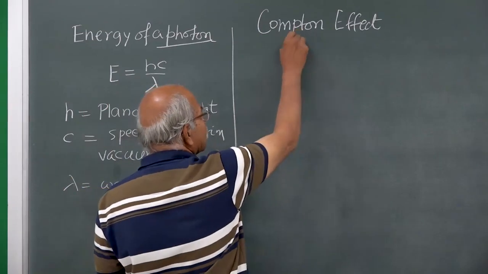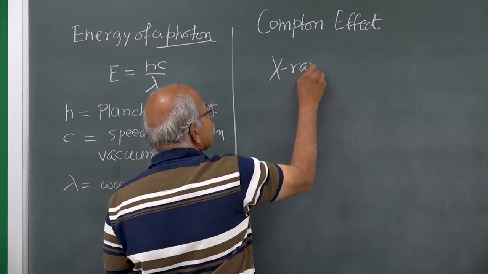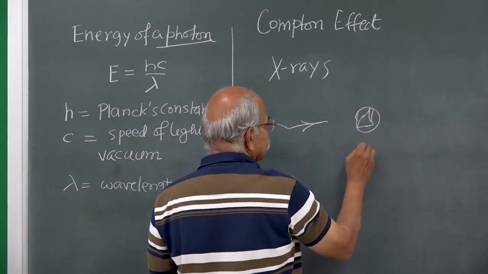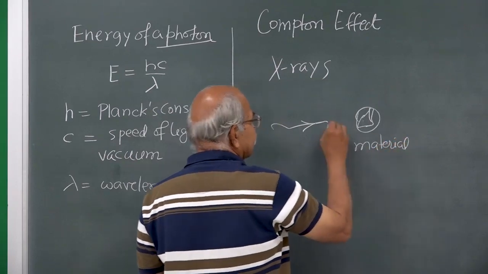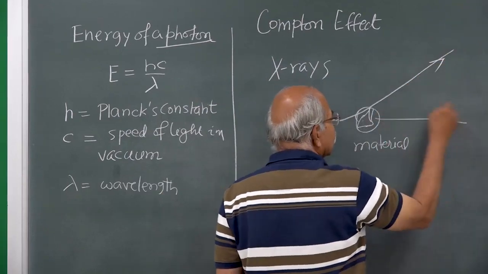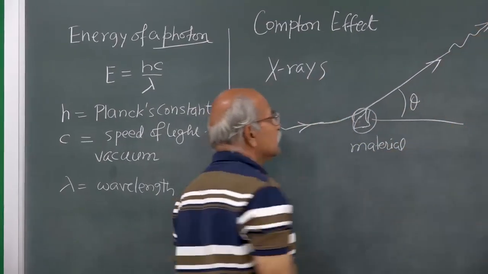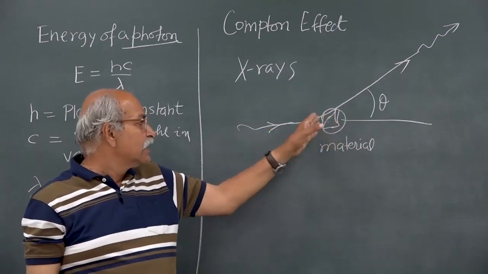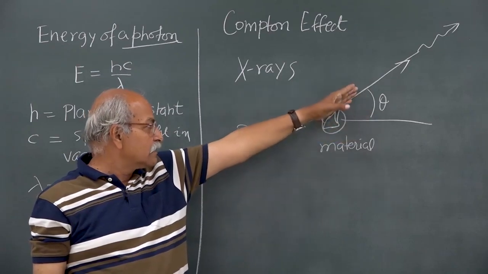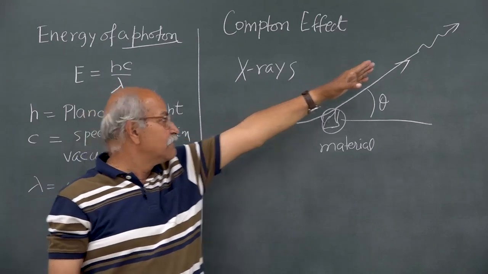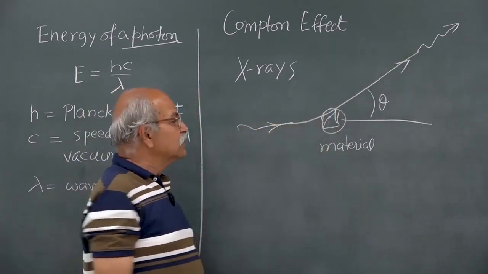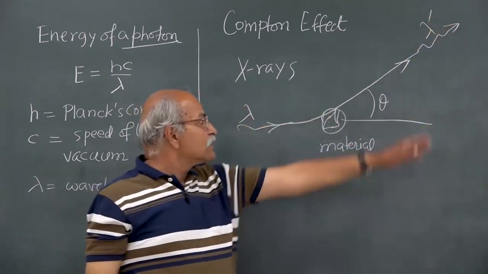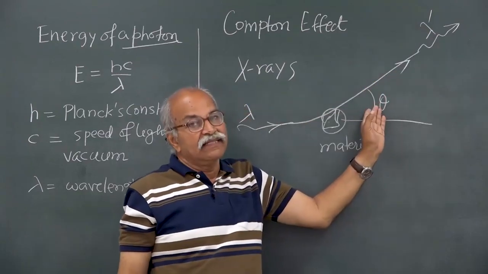In this particular experiment they used X-rays, and those X-rays fall on some material and get scattered in some direction, making an angle theta. So you have an X-ray coming in, this X-ray falls on a material kept somewhere, and then it scatters. At angle theta, if they measure the wavelength, it is more than the incident wavelength. If the X-rays have wavelength lambda, at this angle theta they find a different wavelength, lambda prime, and the value of lambda prime depends on the angle theta.